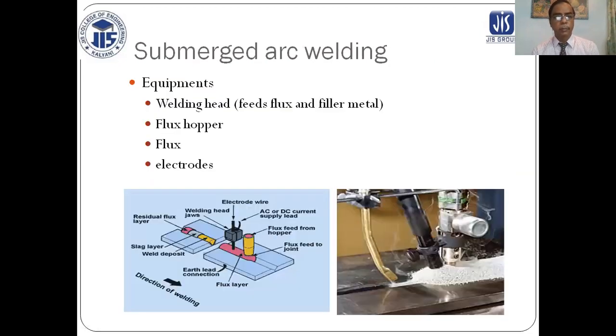Submerged arc welding equipment: welding head, feeder, flux and filler metal, flux hopper. This is the flux hopper. This is the continuously fed electrode wire and the continuously fed flux. These are the equipment. The flux is given and the arc welding is done. For thicker material, submerged arc welding is preferred.